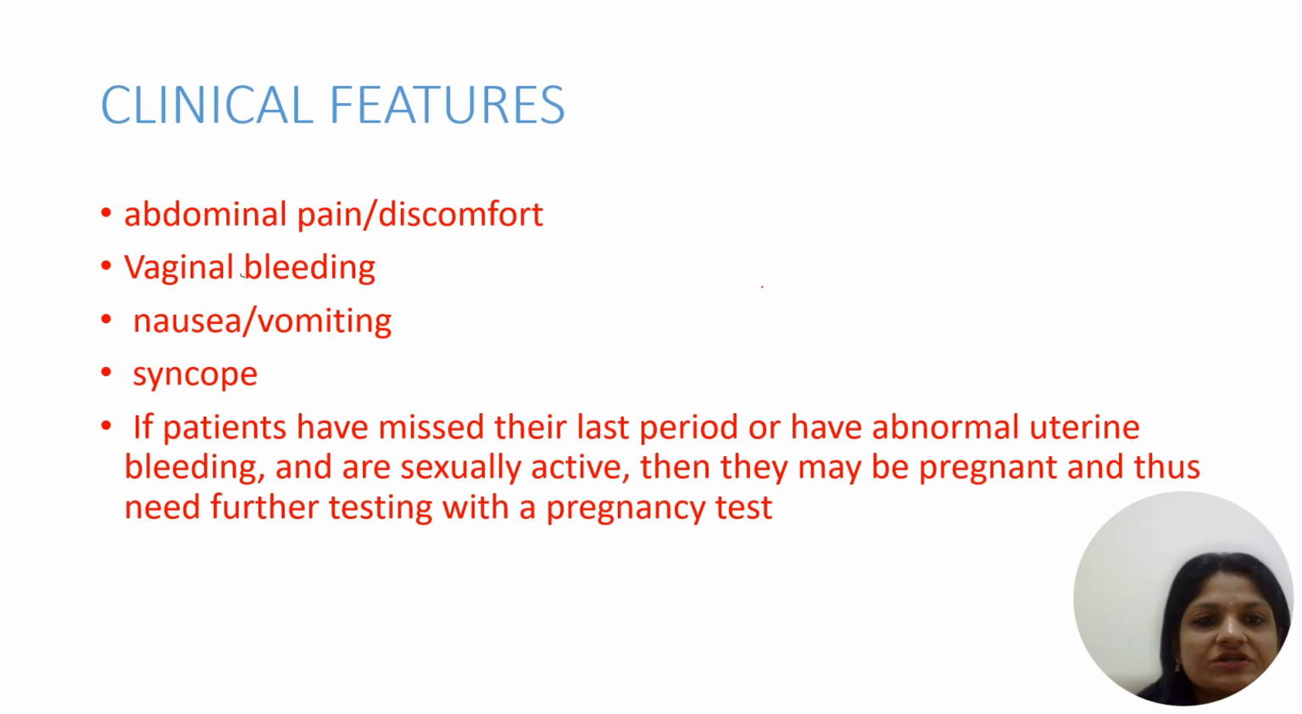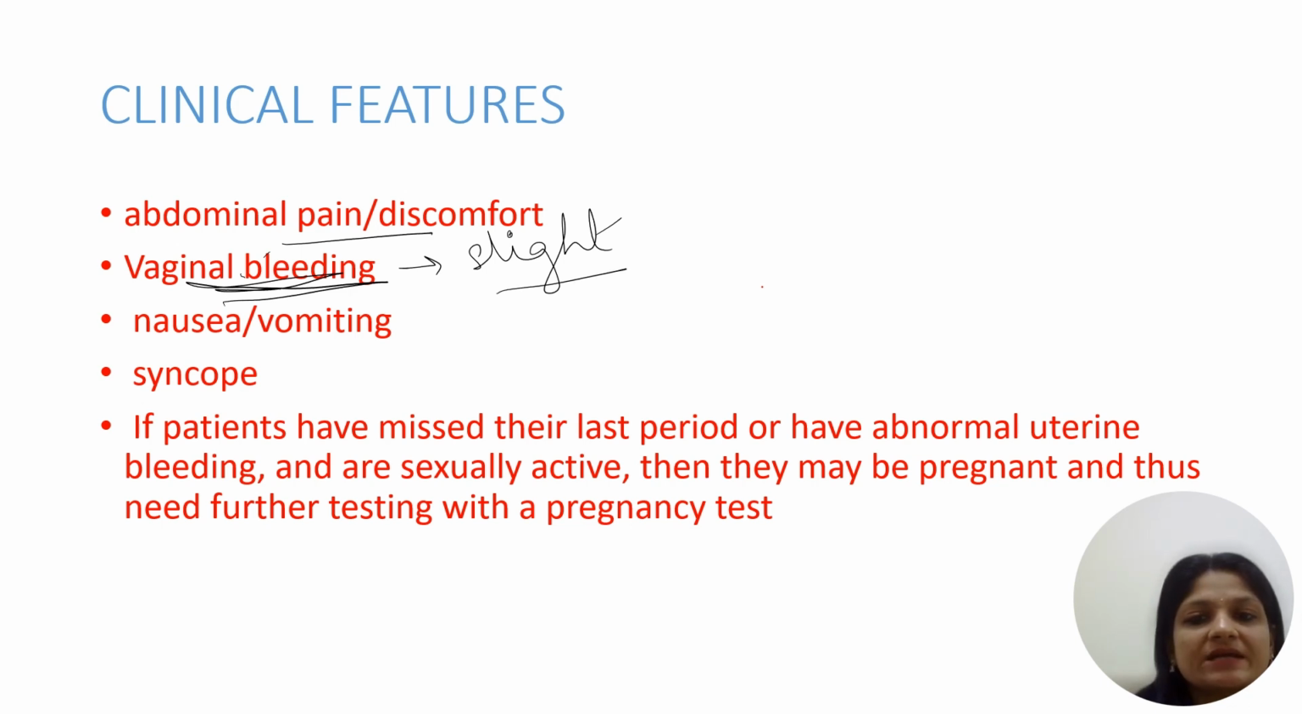So she can come to you with abdominal pain, vaginal bleeding. Vaginal bleeding is usually slight. Most commonly, the vaginal bleeding will be slight. Most blood collection is inside the peritoneal cavity. She can have syncope, nausea, vomiting also, less common.